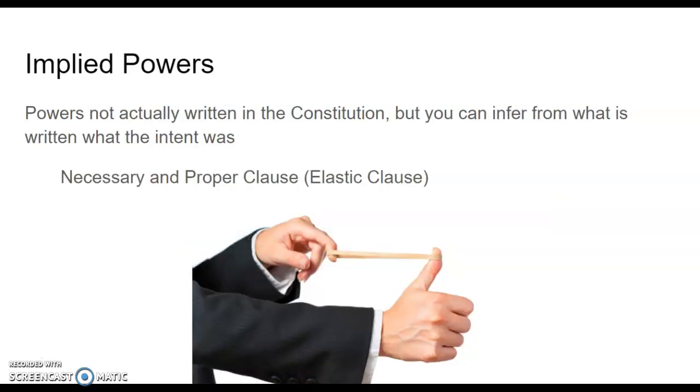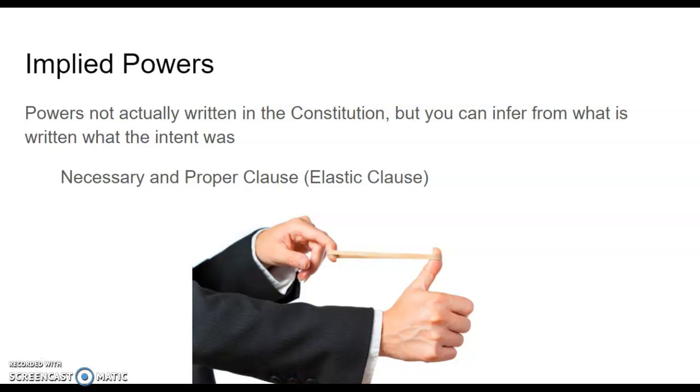Implied powers are very different than enumerated powers. These are powers that are not actually written in the Constitution, but you can infer them from what is written and what the intent was. Sometimes this is called the necessary and proper clause or the elastic clause. The idea here is you can read it and understand it as being true.